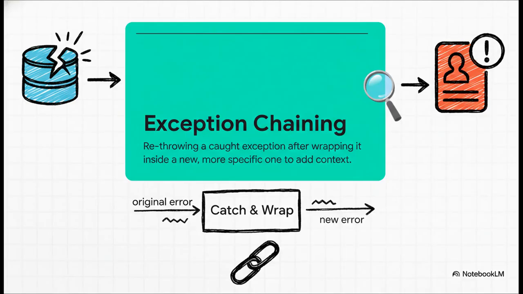Another really powerful tool is something called exception chaining. Imagine your data layer throws a super generic SQL exception. That's not really helpful to the person using your app, right? So with chaining, you can catch that generic error and then wrap it in a new, much more descriptive one, like a could not load user profile exception. You get to add helpful context, telling a better story about what went wrong, all without losing the original nerdy details.